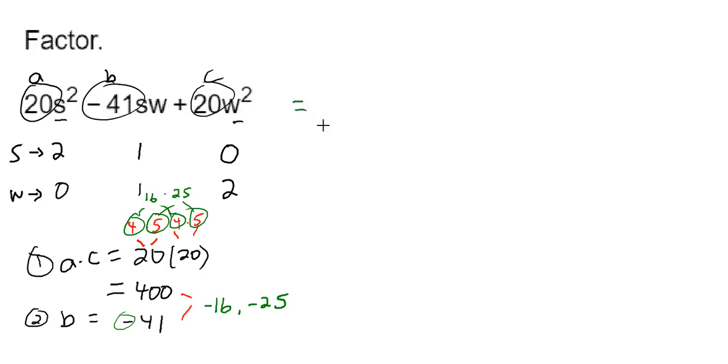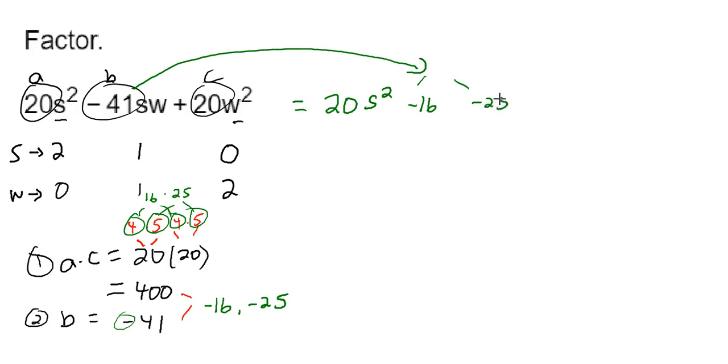So I'm going to rewrite the middle term using those two numbers. So I'm still going to have 20s squared, but in place of the negative 41sw, I'm going to split that up and write it as negative 16 and negative 25. And then we'll have the plus 20w squared at the end. The thing you have to be careful about when you're splitting this middle term up is that you do not split the variables up. The s and the w do not get split up. Just the number 41 is getting split up into negative 16 and negative 25. The variable part has to stay the same on both of them for them to be like terms.